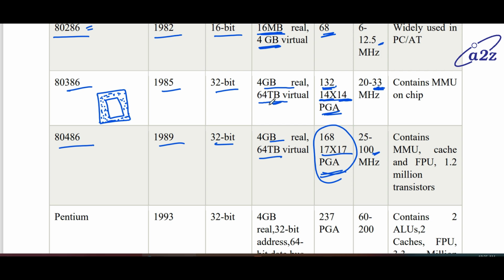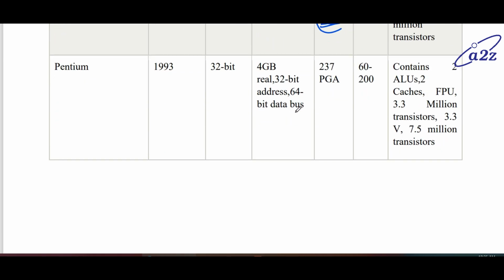Okay. Then Pentium was launched in 1993, a 32-bit processor, 4 GB RAM, 32-bit addresses, and 64-bit data bus. Now you can process 64-bit data, but the processor is 32-bit, so it can process 32-bit data at once, but the data bus can carry 64 bits. Total 237 pins in PGA format, 200 megahertz clock frequency.